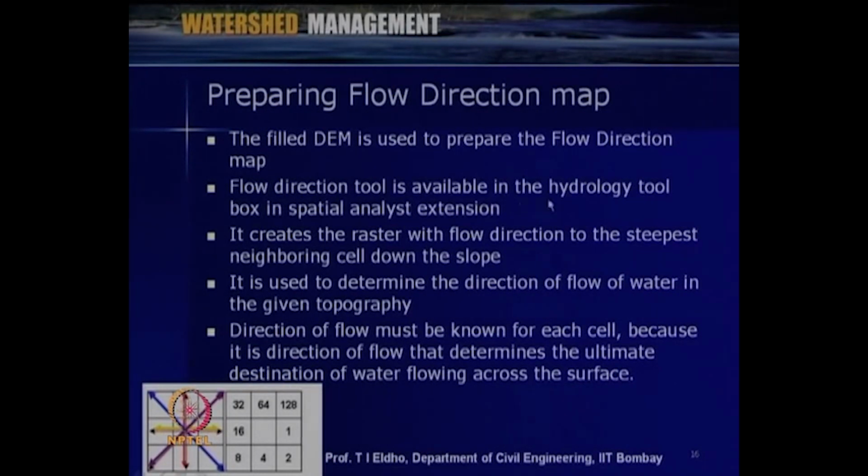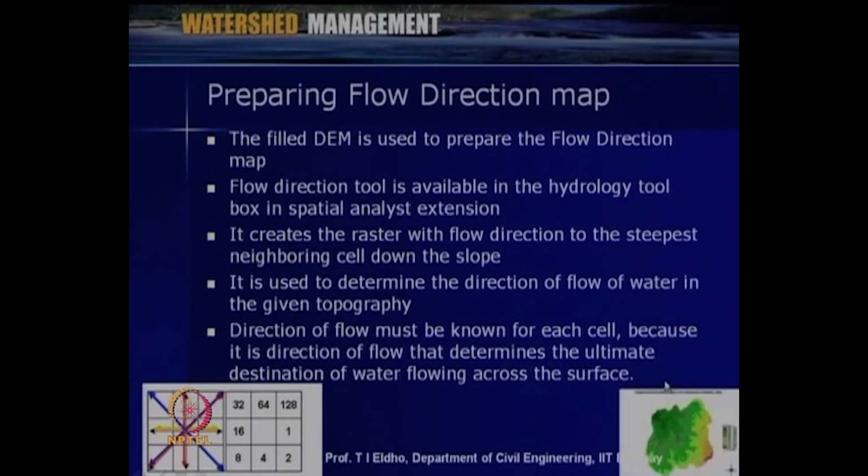The Flow Direction tool is available in the hydrology toolbox in the spatial analysis extension. It creates a raster with the flow direction to the steepest neighboring cell down the slope, so that the flow will be in the direction of the reducing contour. It is used to determine the direction of flow of water in the given topography. Direction of flow must be known for each cell because it is the direction of flow that determines the ultimate destination of water flowing across the surface.